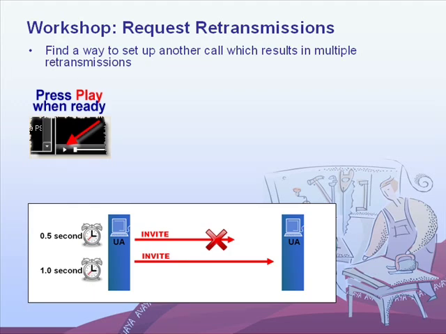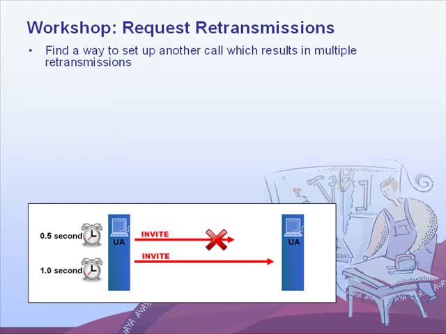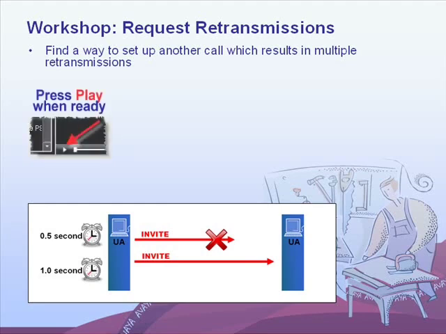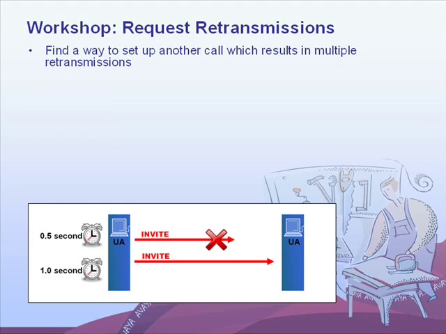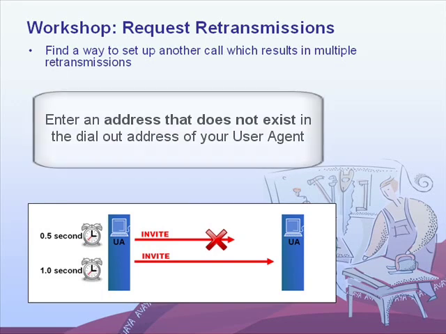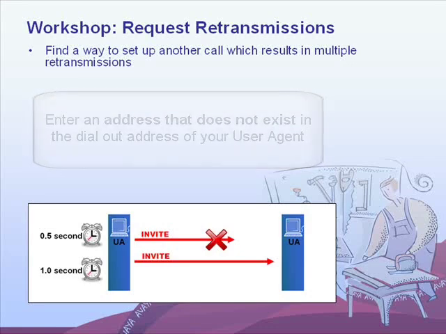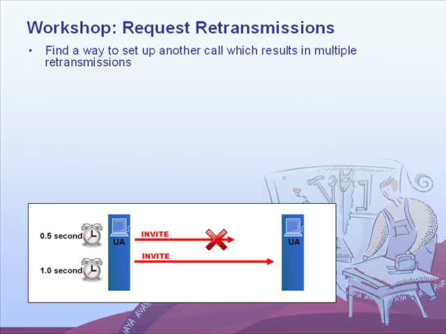If you need a clue about how to set things up for retransmissions, press play and I'll give you a tip. Consider the dial-out address that you choose to use in your user agent. So, you've hopefully already done something like enter a bogus address in the dial-out field of your user agent with no SIP device at that address. So, of course, when the request goes out, nothing comes back and your user agent retransmits.